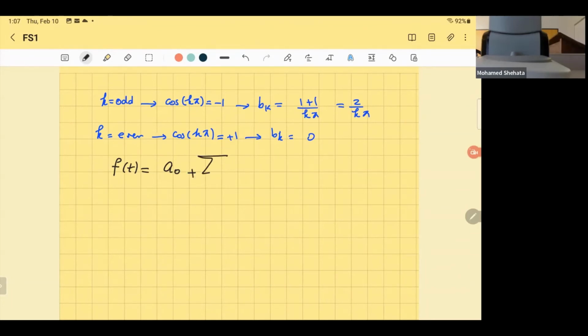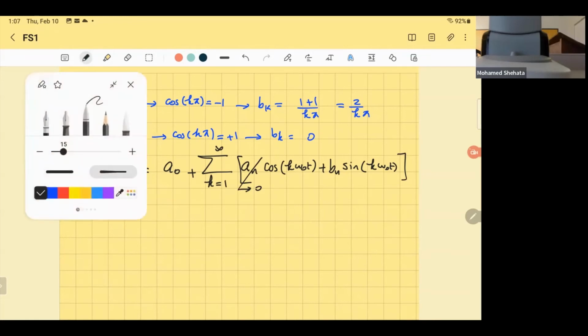There is a sum, the sum from 1 to infinity. And I got two terms, one sine, one cosine. The first one, an, that's cosine. Cosine what? K omega naught t. The same term I use in integration. Plus bn, sine term, sine k omega naught t. I know that an in this case is equal to 0.